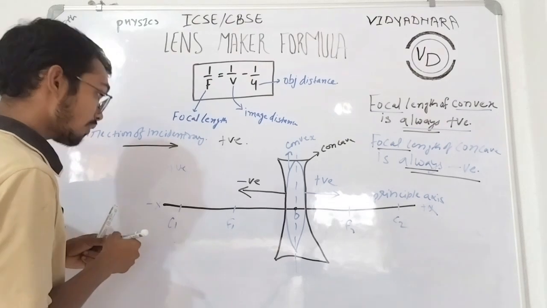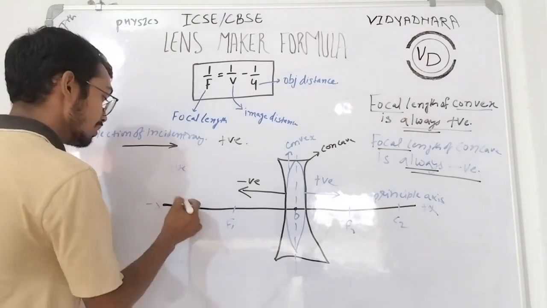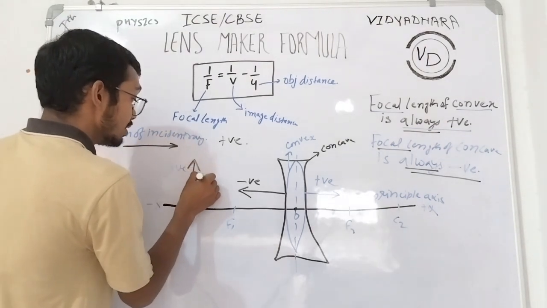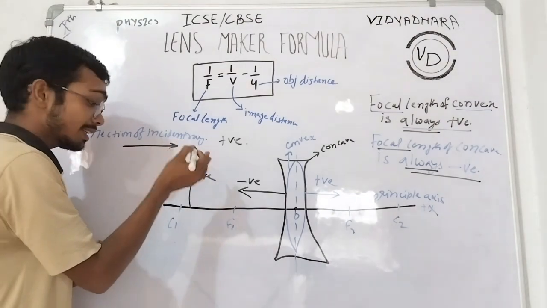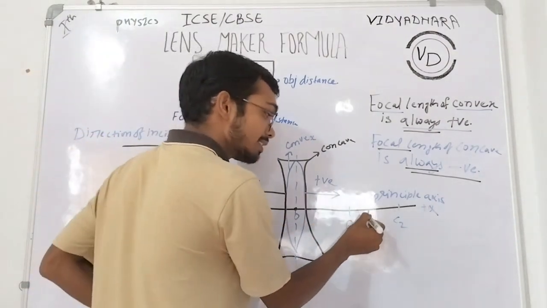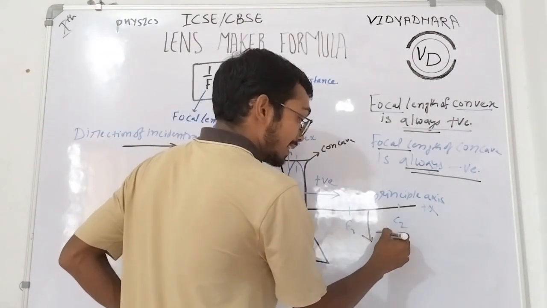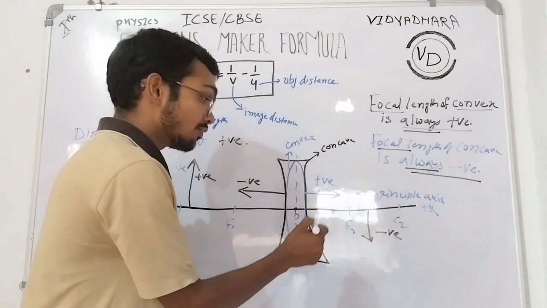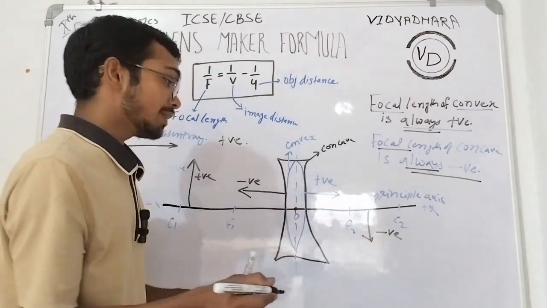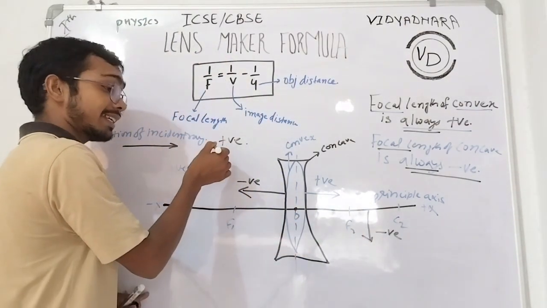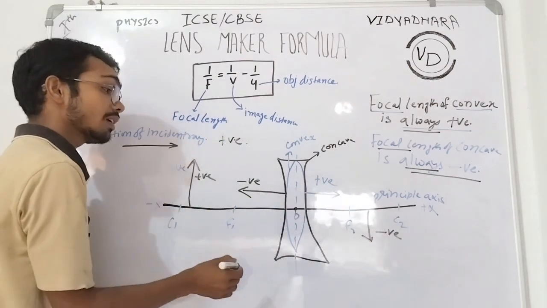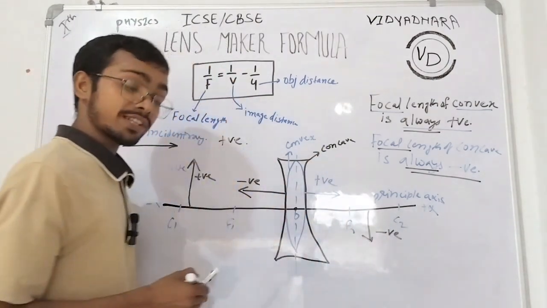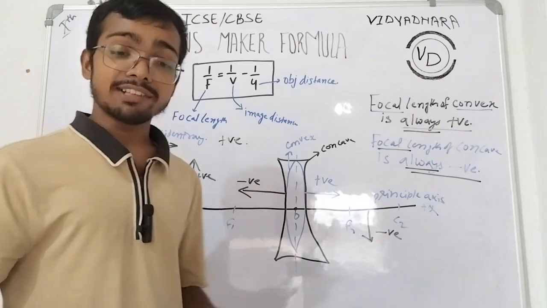So we use the direction of the object. The direction of the object is positive above the principal axis, and the direction of the image, suppose an image forms like this, is always taken as negative. Any image formed above the principal axis is positive, and below the principal axis is always negative. So remember this very well.